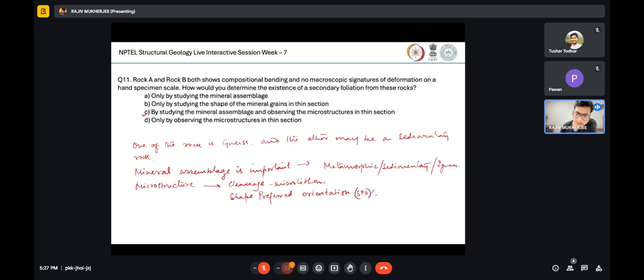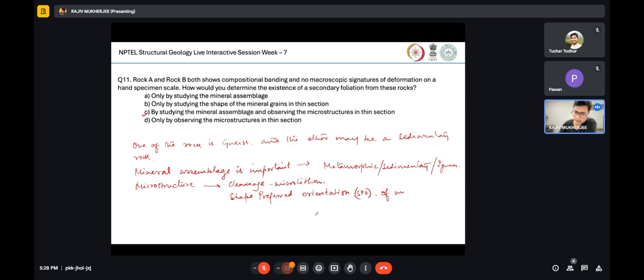Shape preferred orientation of a key mineral, say for example, it can be quartz, or if it is a very high grade rock, there can be amphibole. Even biotite can exist. So these kinds of minerals can pretty easily develop the foliation, and they will show the traces of the foliation, and you will see specific cleavage and microlithon domains.